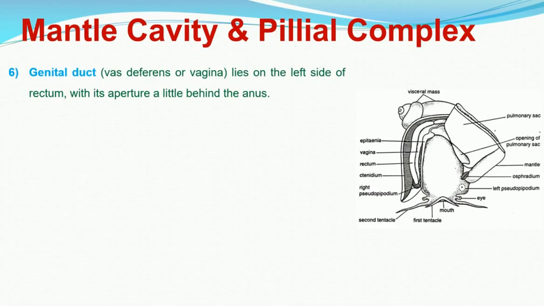The next part of this pileal complex is the genital duct, also called the vas deferens or vagina. It lies on the left side of the rectum with its aperture behind the anus. By aperture we mean the opening of this genital duct.